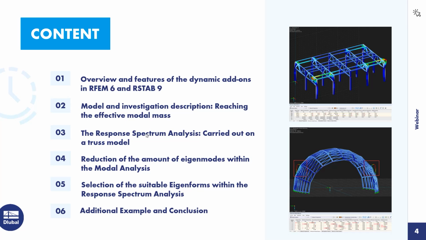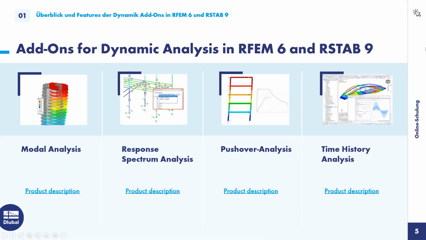This we will follow up by the reduction of the amount of the eigenforms within the modal analysis, and we will also select the suitable eigenforms within the response spectrum analysis. In the end, I will also go over the second example, which is shown on the right bottom side, and we will also get another trick for reaching fewer eigenmodes for that model. So I would say we will start with the overview here.